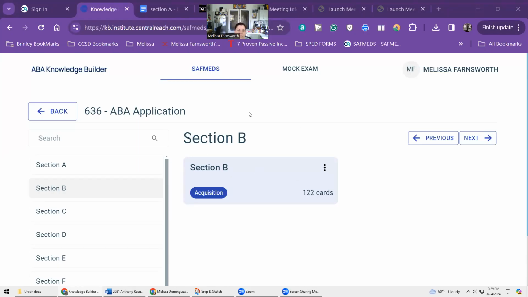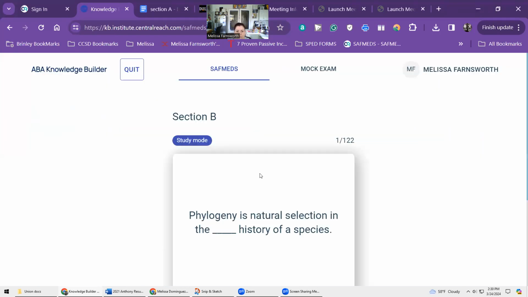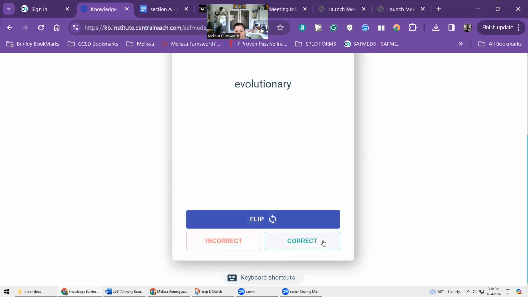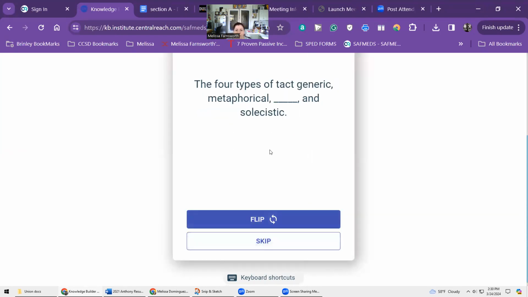This is ABA 636, Section B, 122 cards. Phylogeny is natural selection in the blank history of a species. Evolutionary. Tact extensions are distinguished by degree to which a novel stimulus shares the relevant features of the original blank. Stimulus. The four types of tact: generic, metaphorical, blank, and solistic.